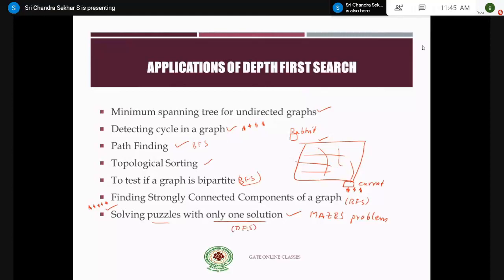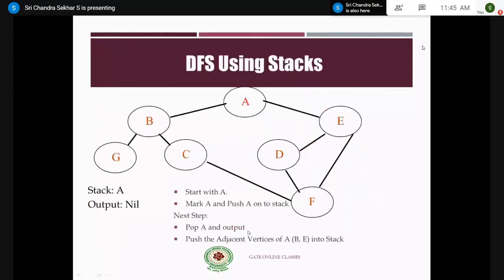After looking into the DFS concept, let me give an example. As I told, the depth first search traversal makes use of a data structure called a stack. You take an empty stack like this, and you have a top pointer. This we are very well aware of, and it is initialized to -1 initially.